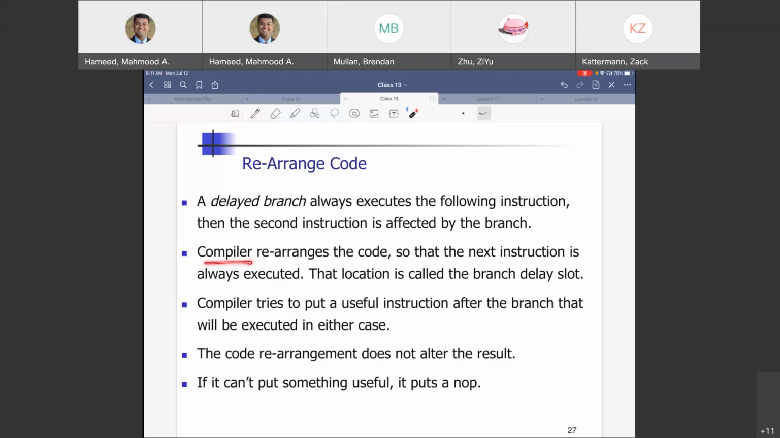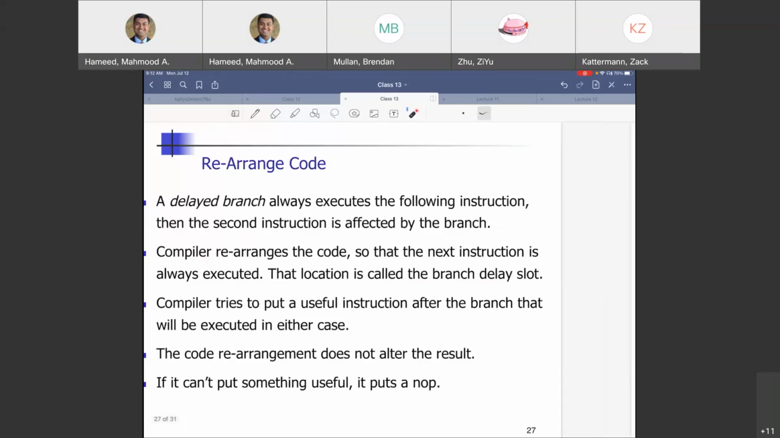The compiler can rearrange the code so that the next instruction is always executed, and the location is called the branch delay slot. So we can do some rearrangement such that the next instruction, instead of being a nop, can actually be something that is useful. Let's try to see some ideas.